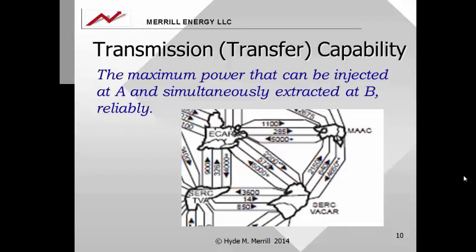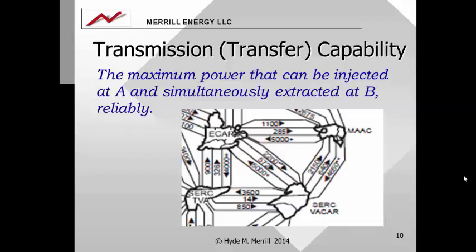The lower of the three numbers, the 5,000 megawatts, in the case of the ECAR to MAC transfers, is the maximum transfer capability, the maximum amount that can be transferred reliably from east to west, over and above the 285 base case transfers from west to east. These numbers are remarkable. One of the remarkable things about these numbers is they're very asymmetrical.